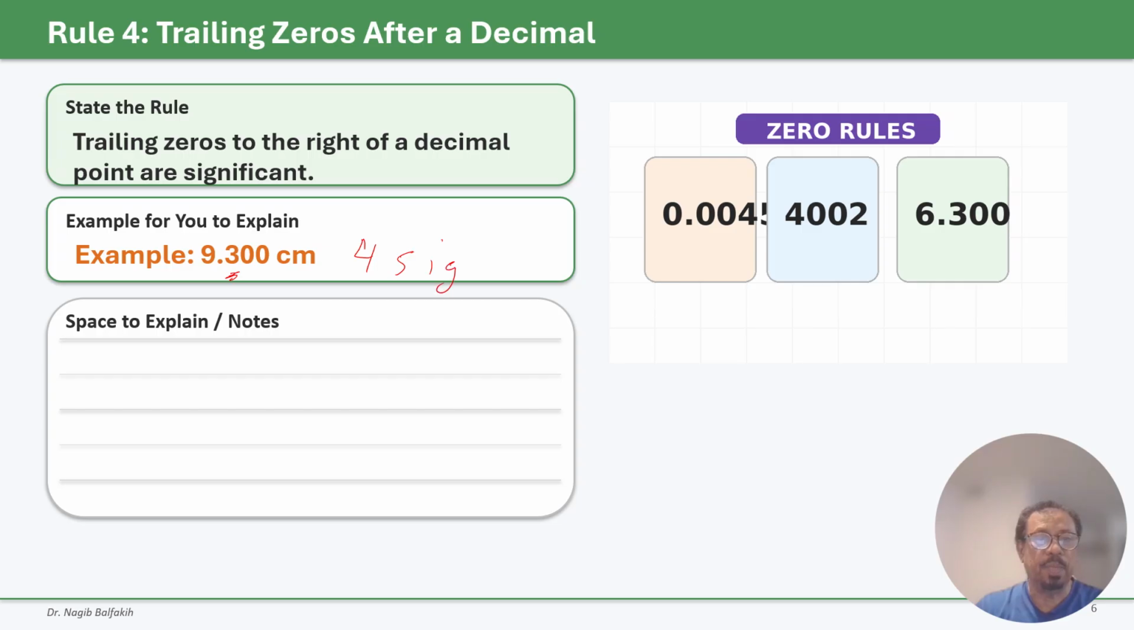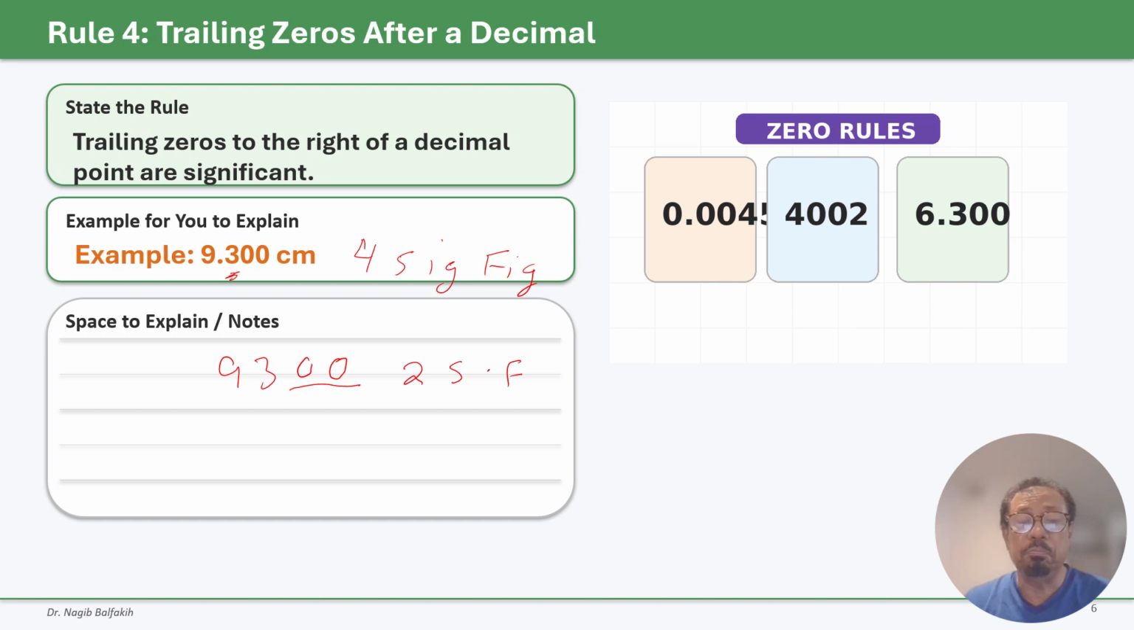figs. And I want to talk about these zeros. Assume that we have 9,300. The trailing zeros for whole numbers are not significant. So how many sig figs here? These two zeros are not counted, so we have only two sig figs.